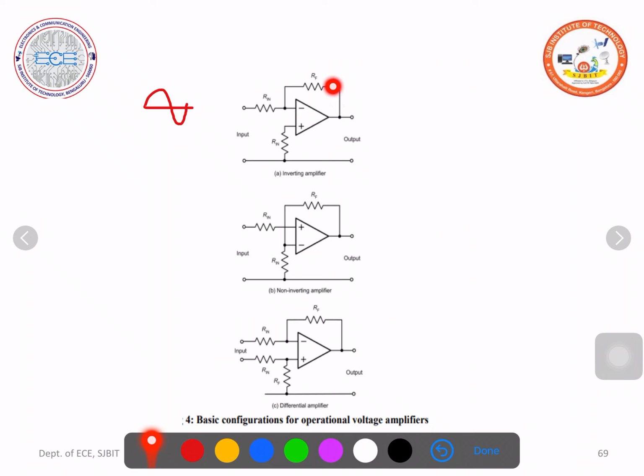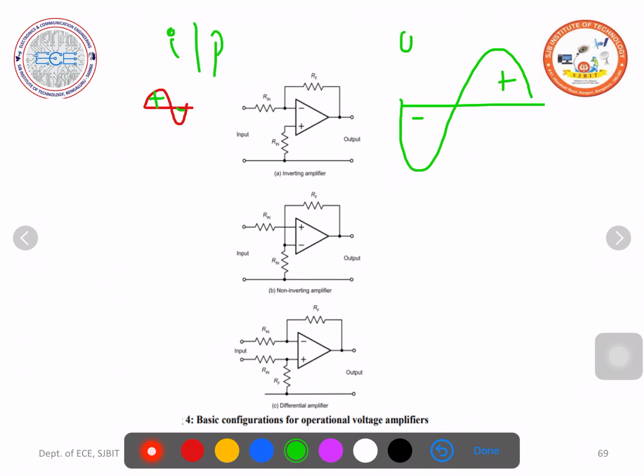Here there is a feedback, some portion of the output is fed back as the input through a feedback resistance Rf. As the input is applied to the inverting input terminal, the output we can expect is amplified but inverted. This was the input, and the output waveform looks like this. So whatever you apply at the input terminal, it gets inverted and also amplified.